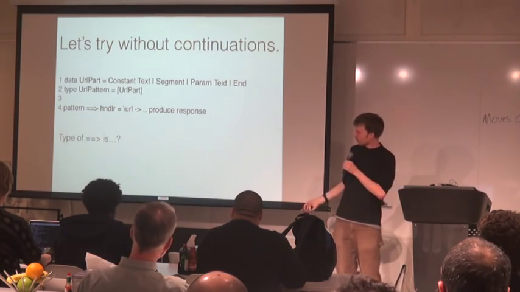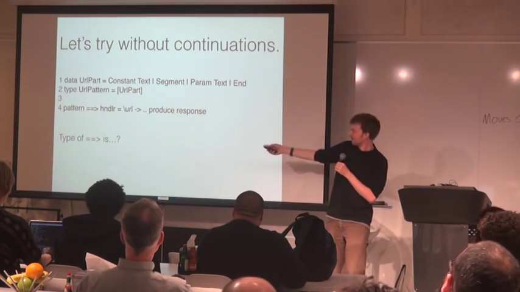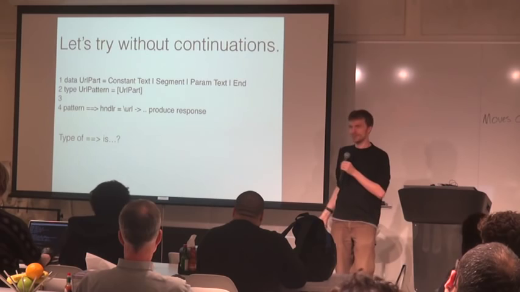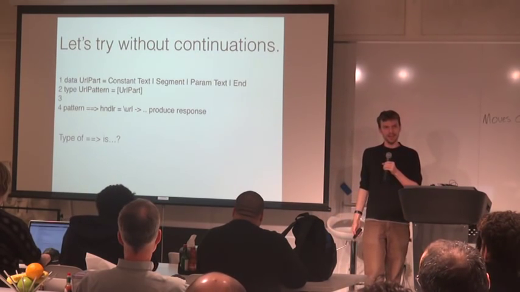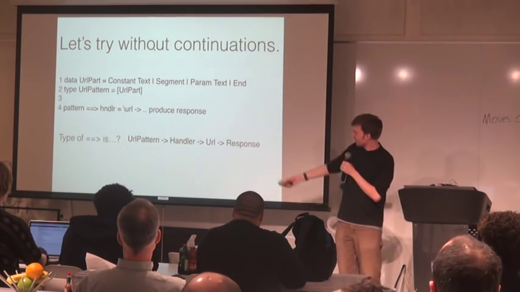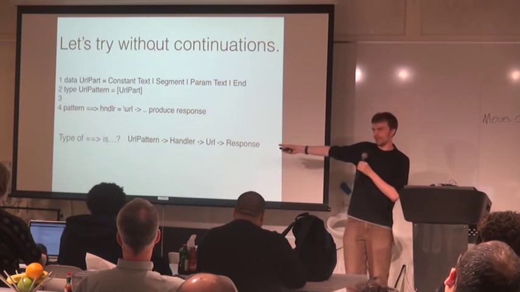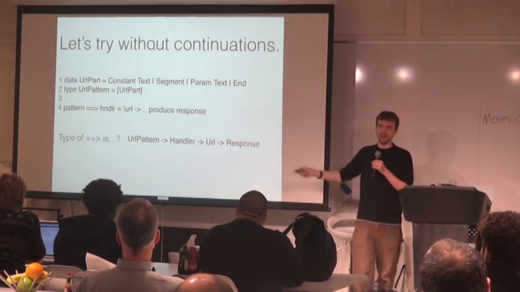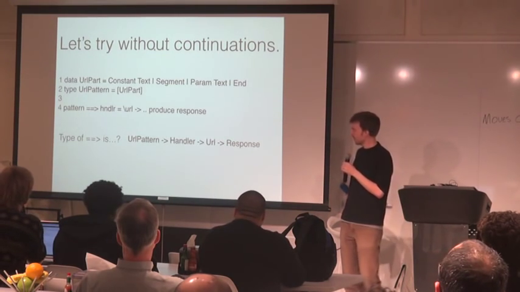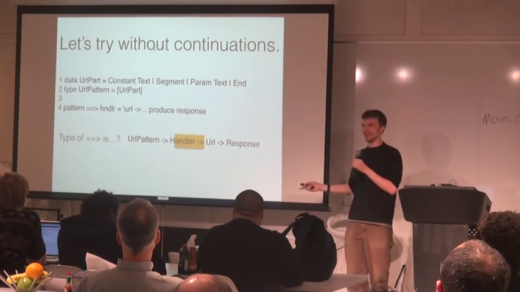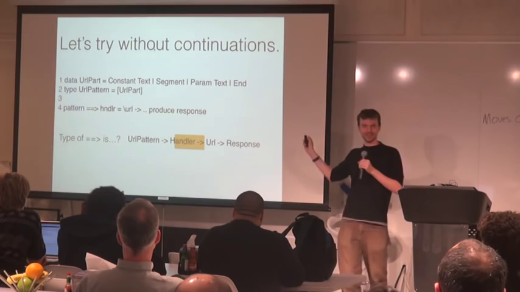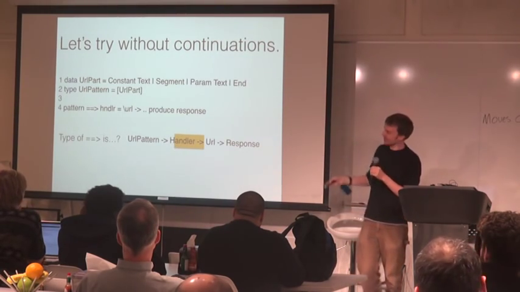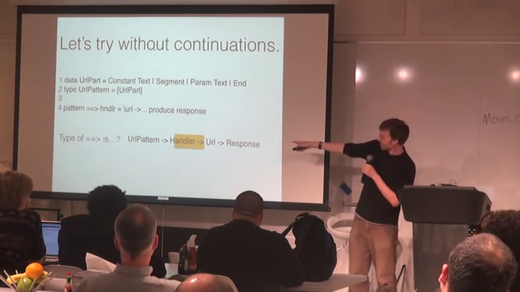And so the question is, what is the type of this arrow function? And it seems like, well, it takes a pattern, and it takes a handler function, and it takes a URL, and then it produces a response. And maybe there's IO or other things. The font, I'm sorry. All of the highlighting is going to be a little bit off because the font's different. But it's close.